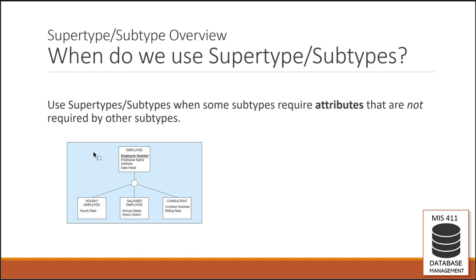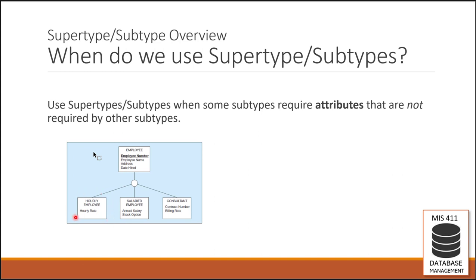Well, what does that mean? So we use supertypes and subtypes when some subtypes require attributes that are not required by other subtypes. So let's look at this example. We have employee as a supertype, and we've looked at this already. We have hourly employee, salaried employee, and consultant as subtypes. So what's common to all of them? All of them have an employee number. All employees should have an employee name, an address, and a date hired.